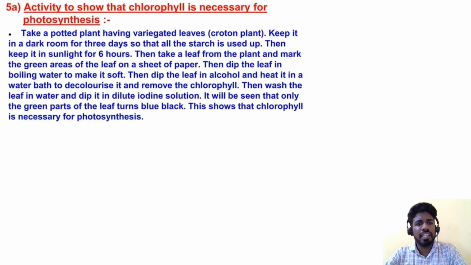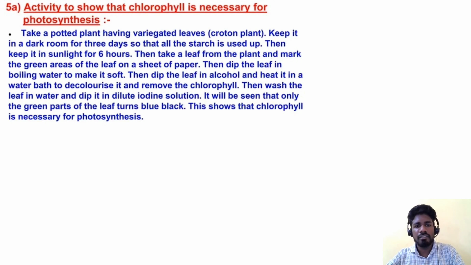Activity to show that chlorophyll is necessary for photosynthesis. Let's consider one activity. Take a potted plant having variegated leaves, such as a croton plant. Keep it in a dark room for 3 days, so all the starch that was stored is used up. Then keep it in sunlight for 6 hours. Then take a leaf from the plant and mark the green areas of the leaf on a sheet of paper. Then dip the leaf in boiling water to make it soft.